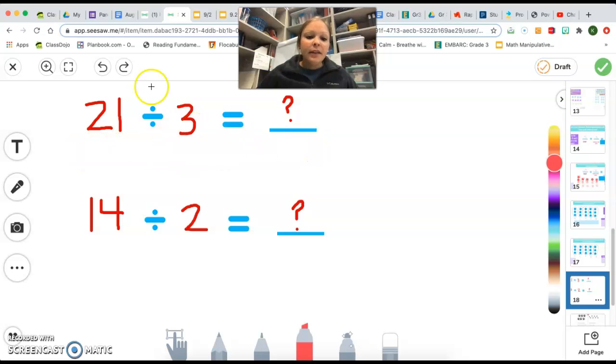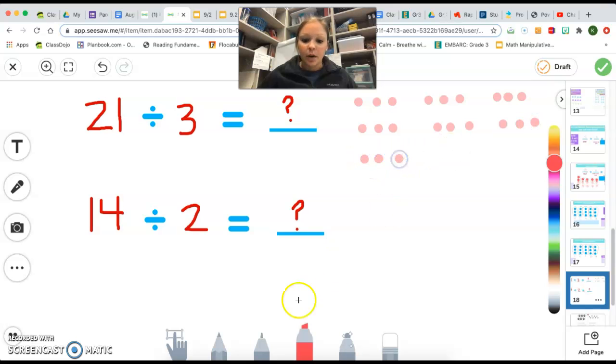Now, this doesn't have any labels or a word problem, so we don't know if we're solving for the number in each group or the number of groups. So we're going to do one way and one the other. So this one, we're going to pretend like we're solving for the number of groups. So that means that this 3 is how many are in each group. So I'm going to make groups of 3 until I get to 21. 3, 4, 5, 6, 7, 8, 9, 10, 11, 12, 13, 14, 15, 16, 17, 18, 19, 20, 21.